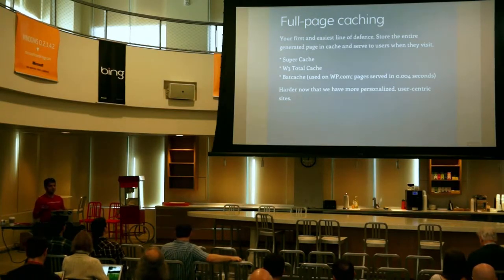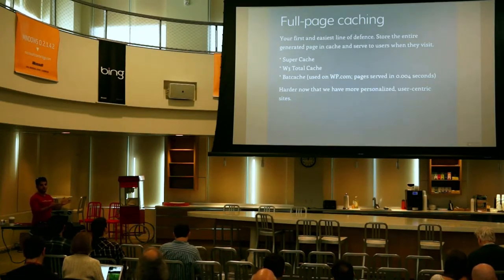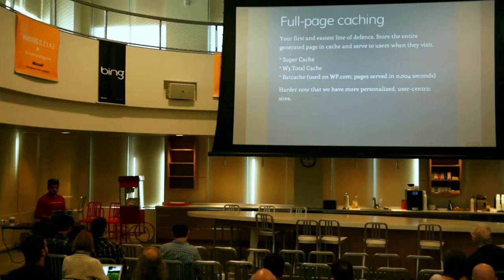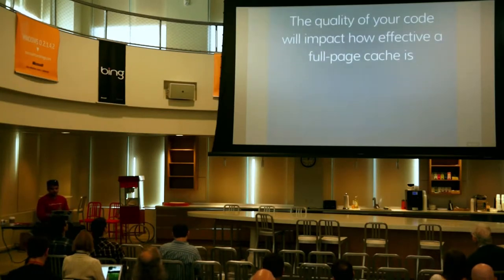Full page caching is harder to get into now that users want more things like personalization, where sites need to be tailored to individual user experiences. Users want things like favorite buttons, especially if you have things like e-commerce. Full page caching is becoming a lot harder, so it's not as easy to do. That's where things like object caching, which I'll be talking about shortly, come in.